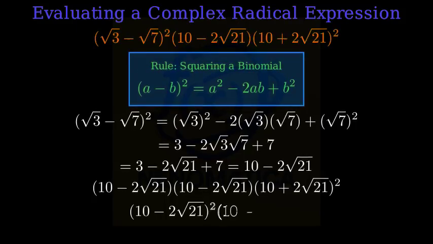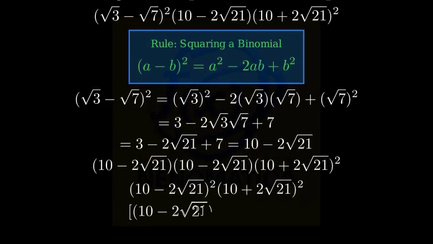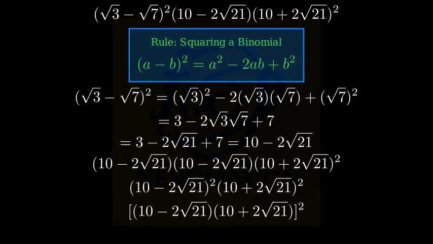We can see that the first two factors are identical. So we can rewrite this as (10 minus 2 times square root of 21) squared multiplied by (10 plus 2 times square root of 21) squared. Now, let's focus on this pattern. We have a quantity squared multiplied by another quantity squared. Let's group them together to see a clearer pattern.